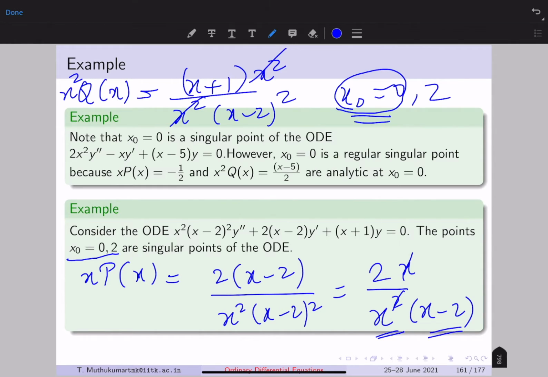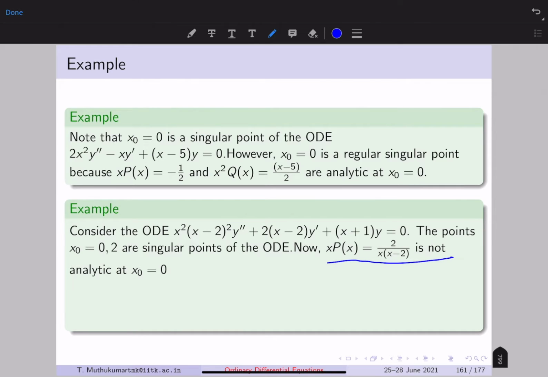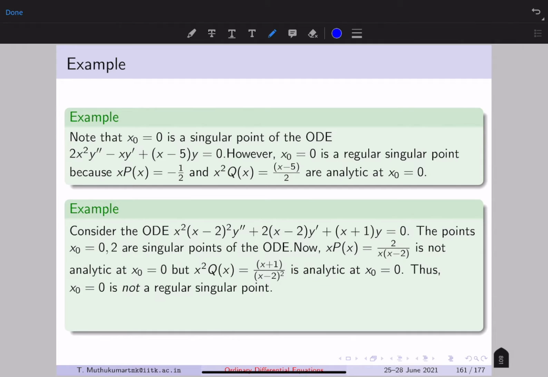So in this case, x equal to 0 is fine here, that is, for Q it is analytic at x equal to 0, whereas xP is not analytic at x equal to 0, because we got 2 over x into x minus 2, whereas for x squared Q you got this, which is analytic. So one is not analytic, one is analytic, which means that x naught is not a regular singular point.